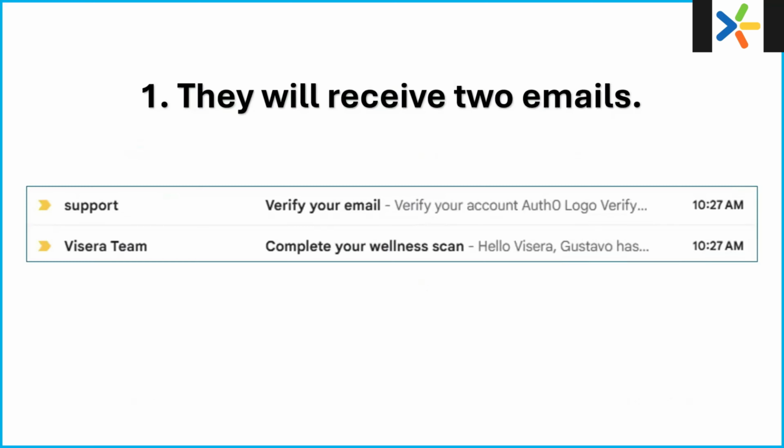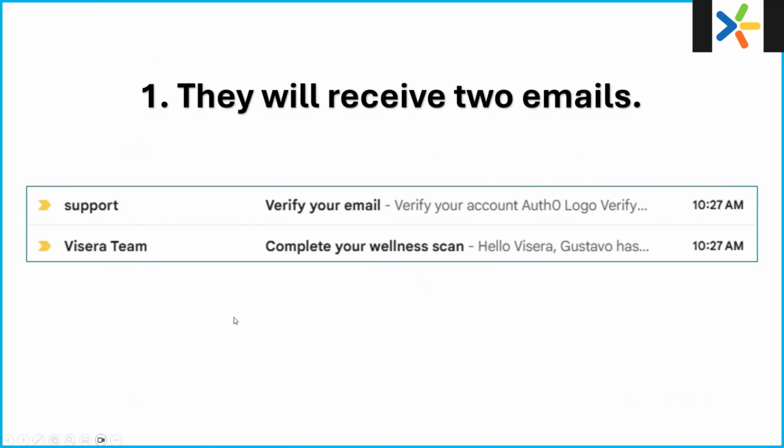Here's their experience. First, they're going to receive 2 emails. And the one on the top, the one that says support, verify your email, that's the one that's going to come in first, shortly after you create the profile. And then as soon as you send the scan, they'll get the one right below it, which is the Visera team complete your wellness scan email. So let's go ahead and show you what those emails look like.